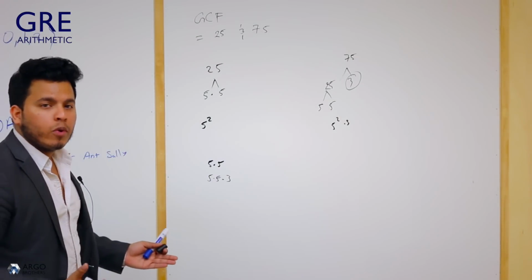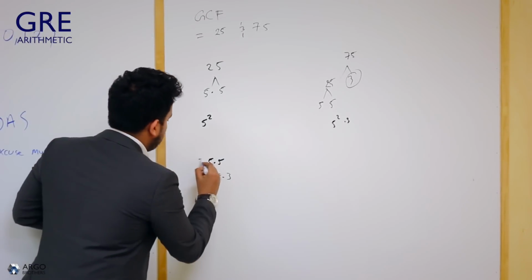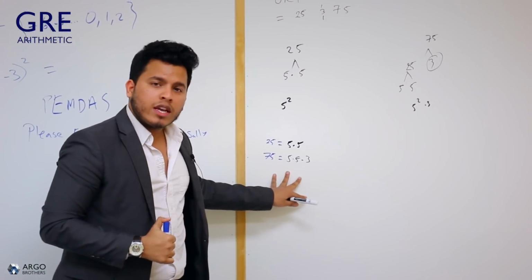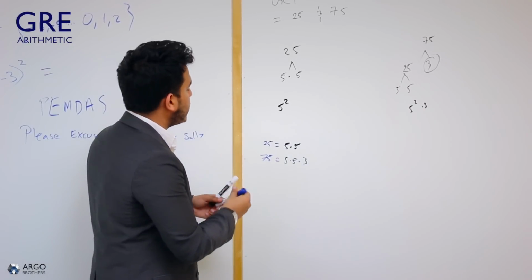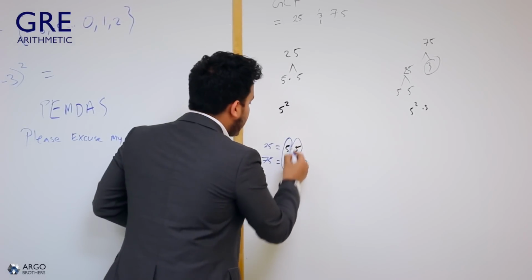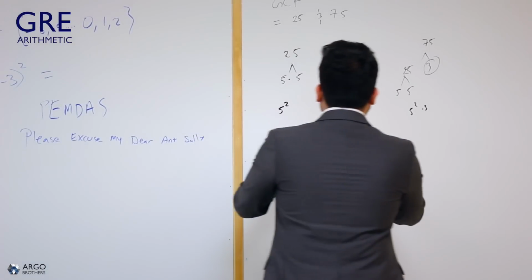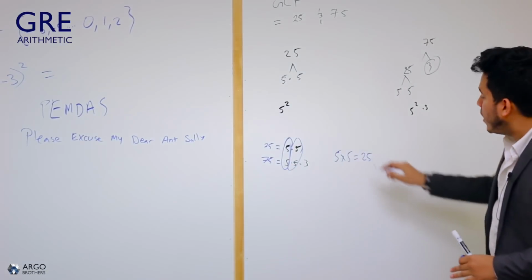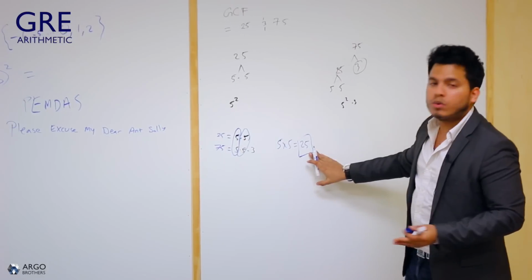So what do I do here? Okay, take a look at both my sets over here. So this is for 25, this is for 75, and I take a look at what is common, right? So what's common in both these sets? And I see that the 5 is common, and another 5 is common. And what I want to do is take the common sets and multiply them. So I have 5 in common and another 5 in common, and 5 times 5 is 25. Therefore, my greatest common factor of 75 and 25 is 25.